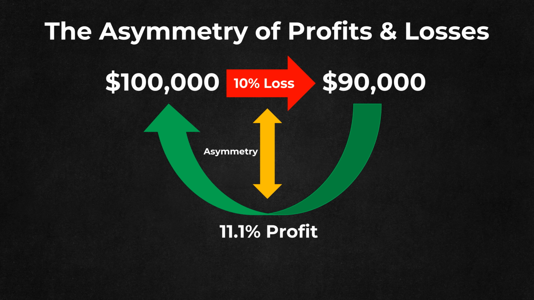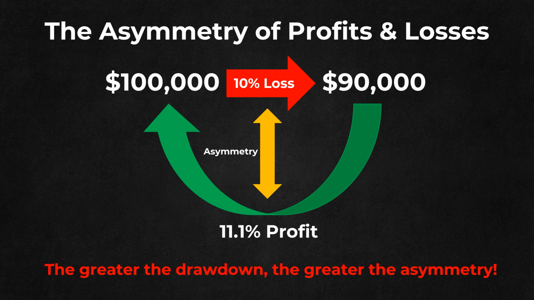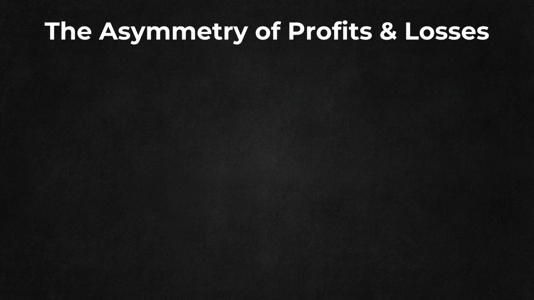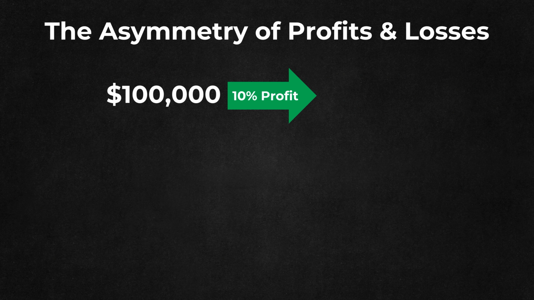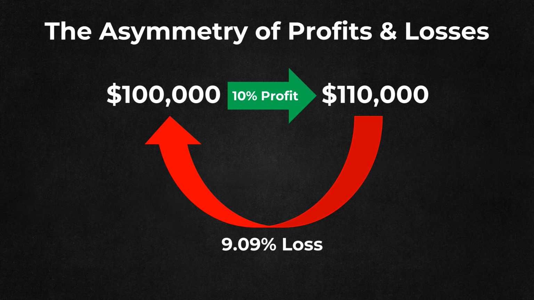The greater the drawdown, the greater this asymmetry becomes. In this table, you can see how drastic this can be. A 50% loss requires a 100% profit just to break even. A 90% drawdown requires a whopping 900% profit just to break even. Another way of looking at this is that if you make a 10% win, therefore going to $110,000, you need a loss smaller than 10% to destroy your profit. In this case, a 9.09% loss would be enough.